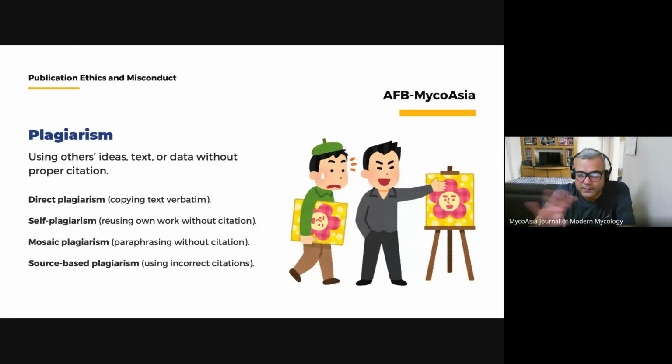So basically, let me summarize this slide. Plagiarism is copying other people's ideas, text, or data without proper citation. And there are 4 different types of plagiarism: direct plagiarism, self-plagiarism, mosaic plagiarism, and source-based plagiarism.